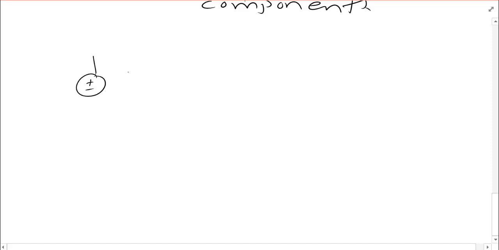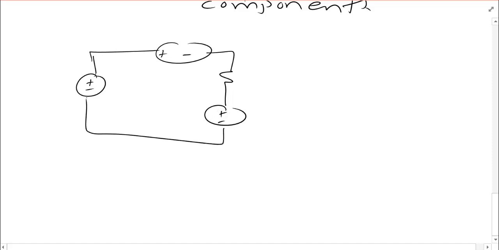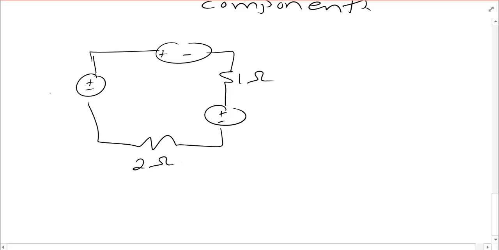So in this case, I might have a strange circuit for you. And let's put in another resistor here. Let's say this is a 1 ohm resistor. This is a 2 ohm resistor. And I'm going to say this is 10 volts, and once again 10 volts.